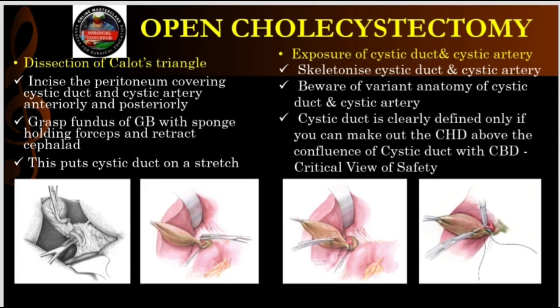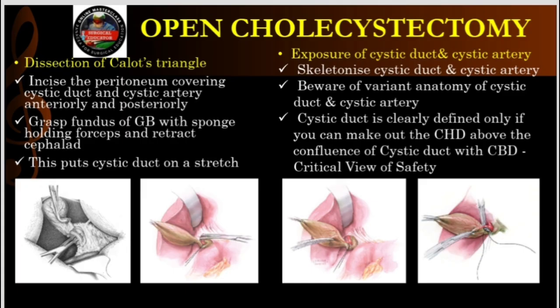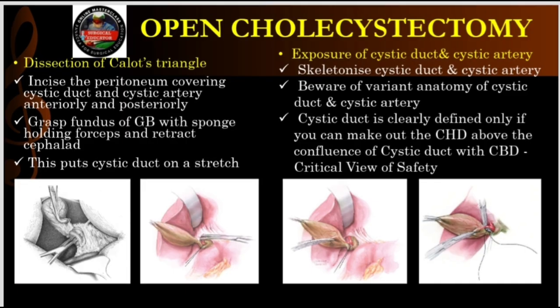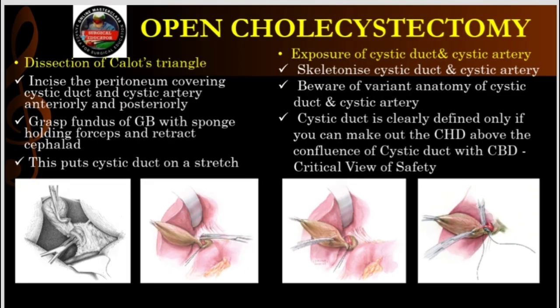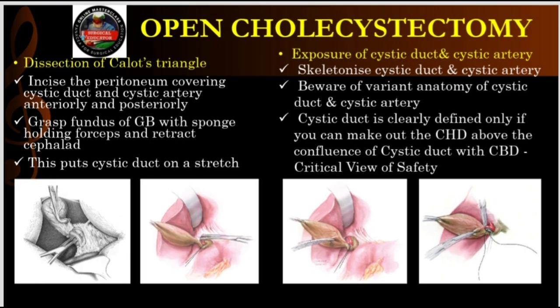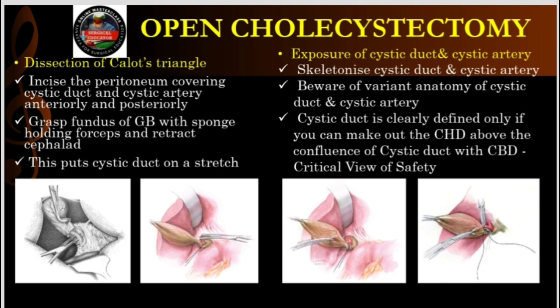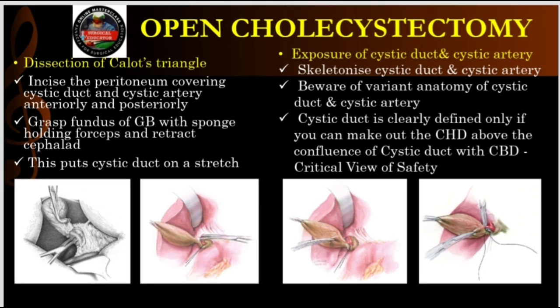Let me read it. The cystic duct is clearly defined only if you can make out the common hepatic duct, CHD, above the confluence of the cystic duct with the common bile duct, CBD, achieving the critical view of safety. The critical view of safety. It is not just a suggestion. It is a universal surgical mandate formulated specifically to prevent those devastating bile duct injuries. It's like a visual checklist. A strict visual checklist that must be met before any cutting occurs.